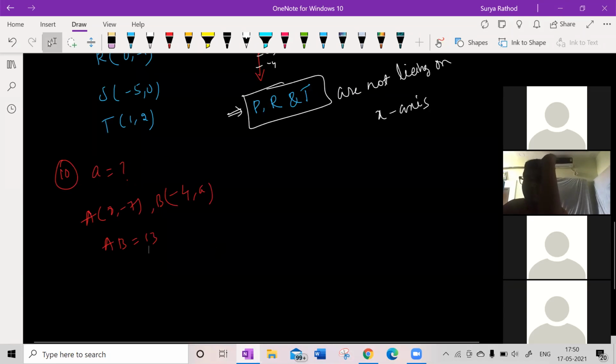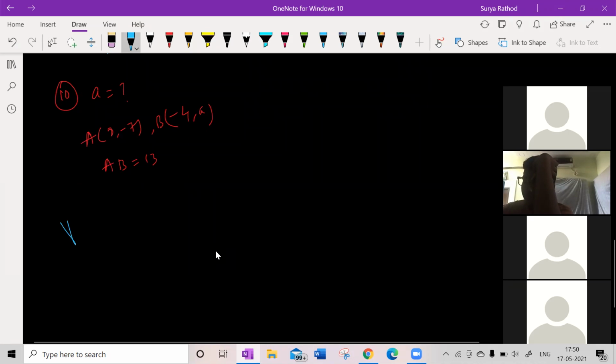Clear? Look at this here. What is AB? Square root of x2 minus x1, and so on. This is my x2, this is my y2, this is my x1, this is my y1.